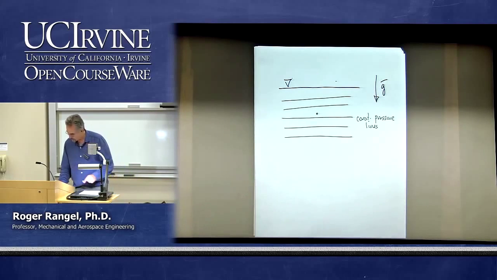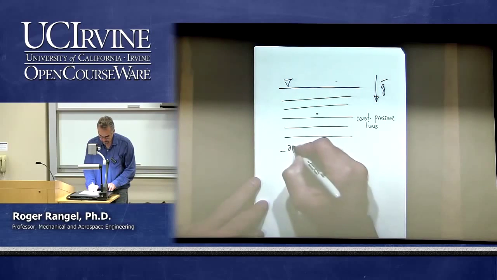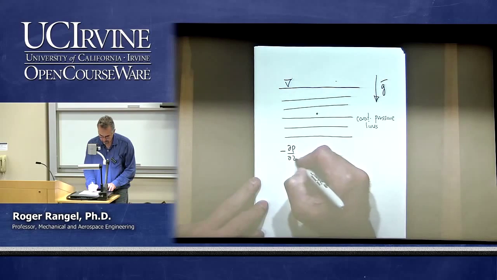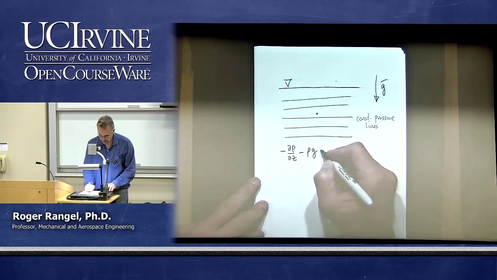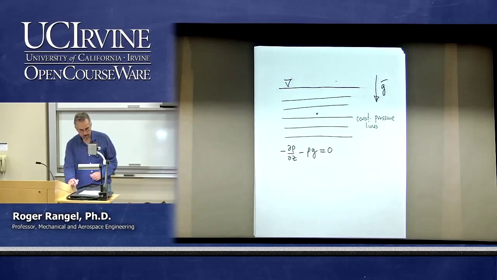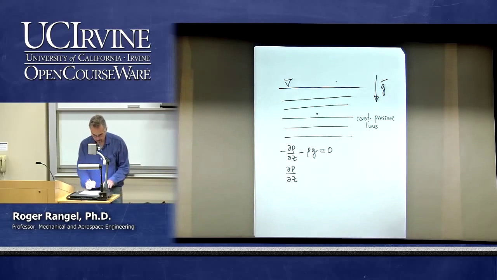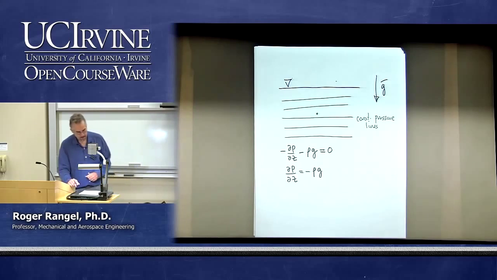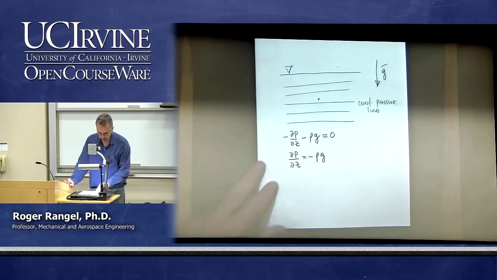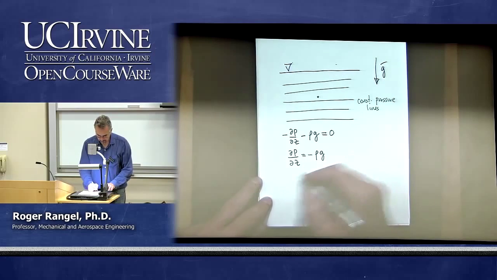So our important equation is the last one that we wrote. So it is minus dp/dz minus rho g equals 0. Or we can write this as dp/dz equals minus rho g. So how do we solve this equation? Well, we have to integrate it. If we want to find the pressure field, you integrate this equation.